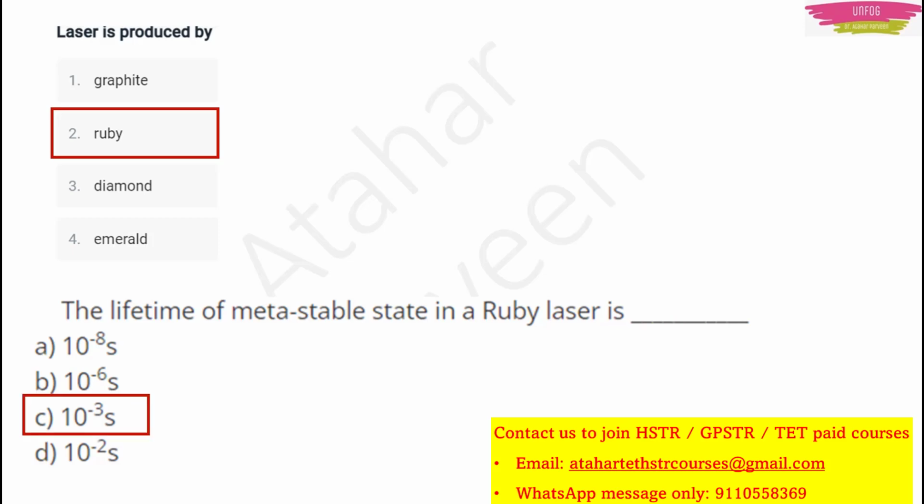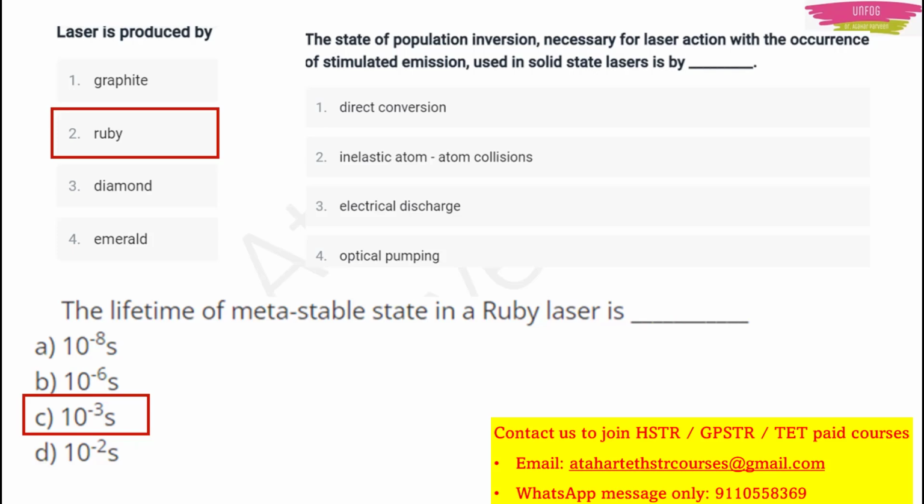Then the next question is, the lifetime of metastable state in a ruby laser is. It is 10 raised to minus 3 seconds. I told you, right? In the metastable state, the electrons can stay up to about 10 raised to minus 3 seconds. Next question. The state of population inversion necessary for laser action with the occurrence of stimulated emission used in solid state lasers is by. It should be optical pumping.